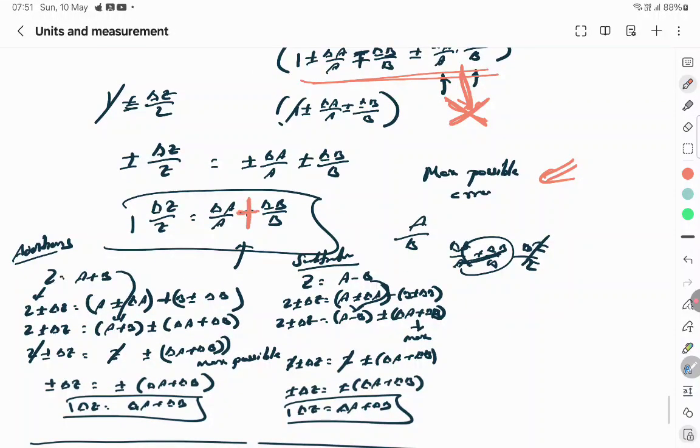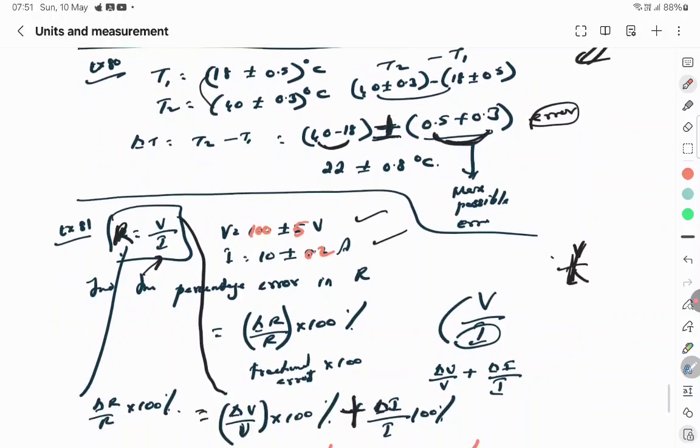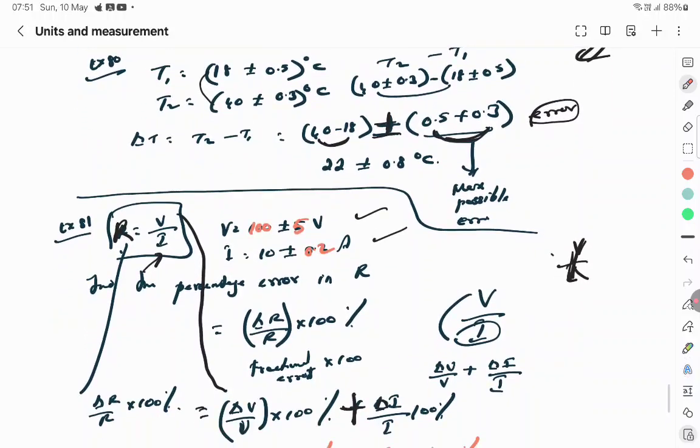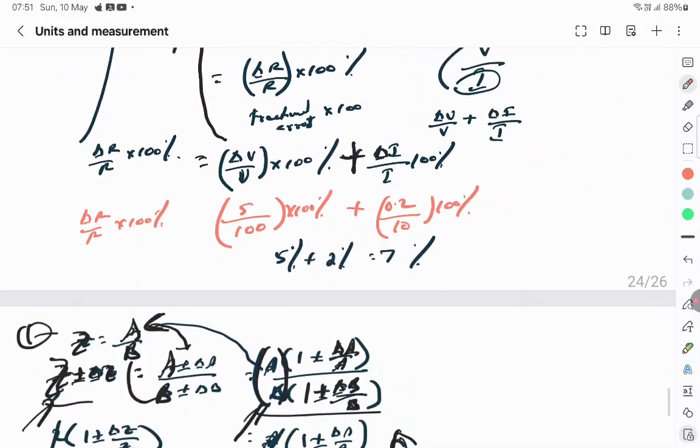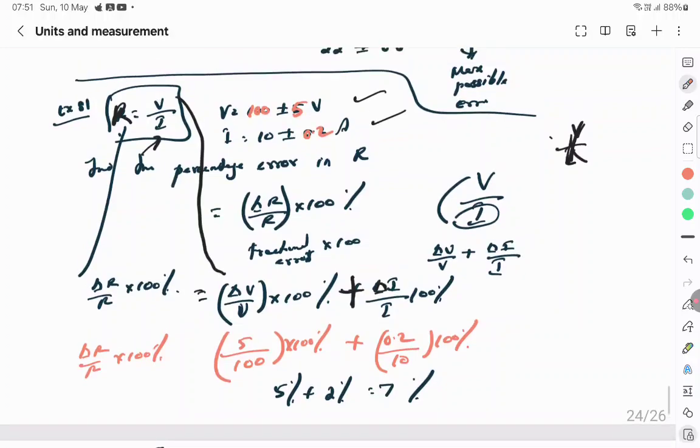So you see that even though B was in the denominator, when doing the errors, it comes with a plus. So that's exactly what I've done here. It's delta V by V into 100 plus delta I by I into 100. Where they've already given the percentage error. Have they given the percentage error? They've given it as 5% and 0.